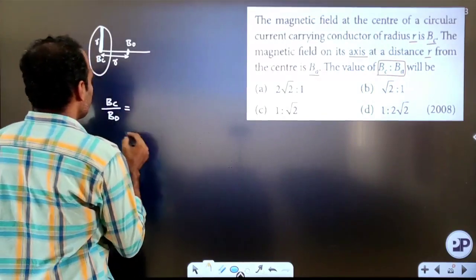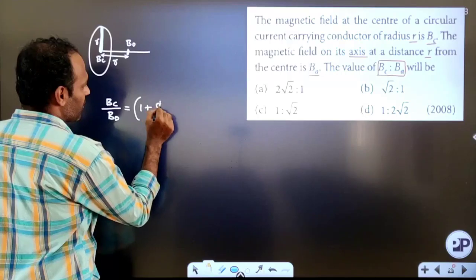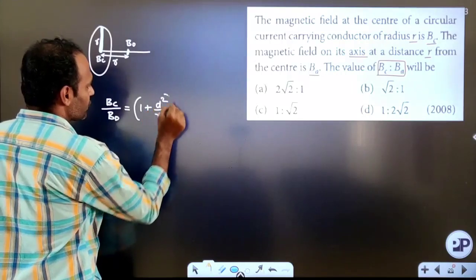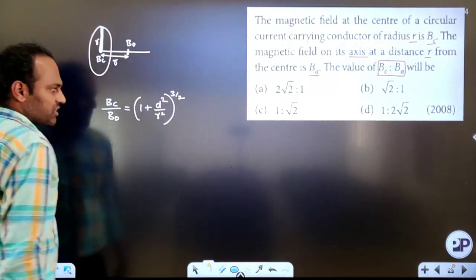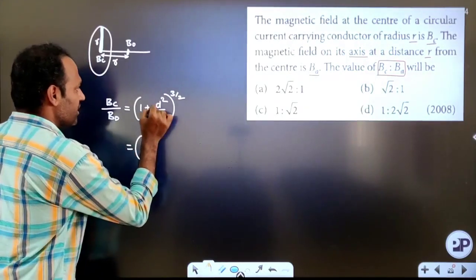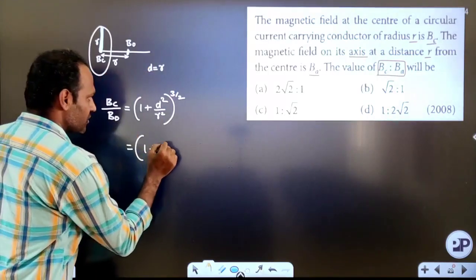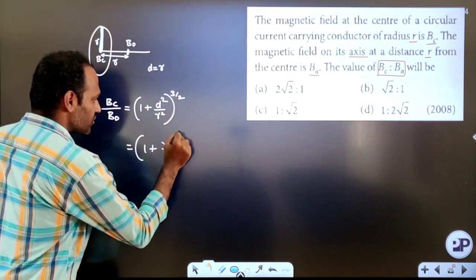And we know very well the relation between the magnetic field at the center and the magnetic field at the axial point: 1 plus D square divided by R square whole raised to 3 by 2. 1 plus D square by R square whole raised to 3 by 2. Correct? So how much is the distance now? D is equal to R only here. So this will be R square divided by R square whole raised to 3 by 2.